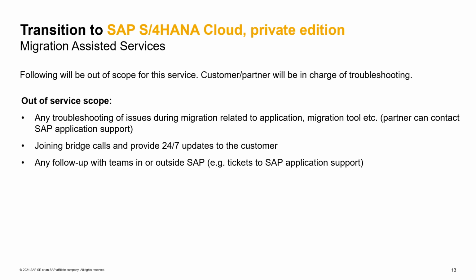What is specifically out of the service scope of the migration assisted services is any troubleshooting of issues during the migration, for which the partner can eventually contact SAP application support if deemed necessary, joining any bridge calls and providing 24/7 updates to the customer, and in general, any follow-up with teams in or outside SAP.